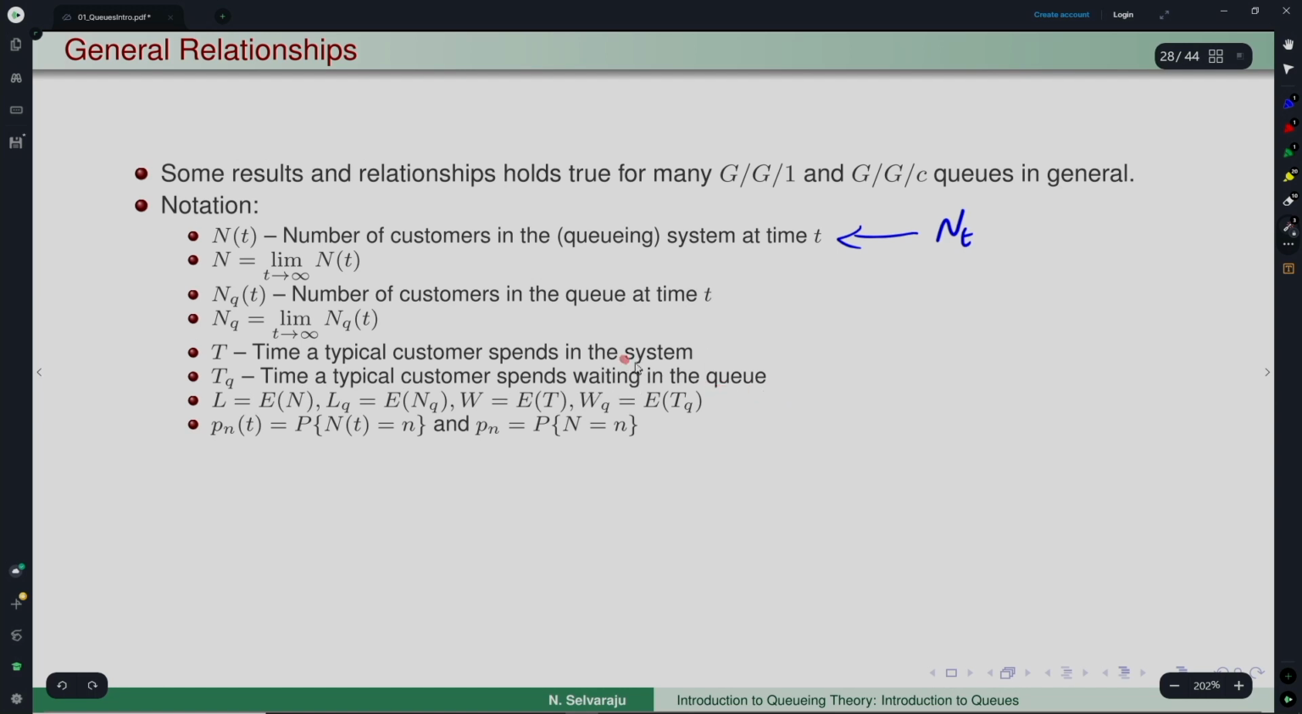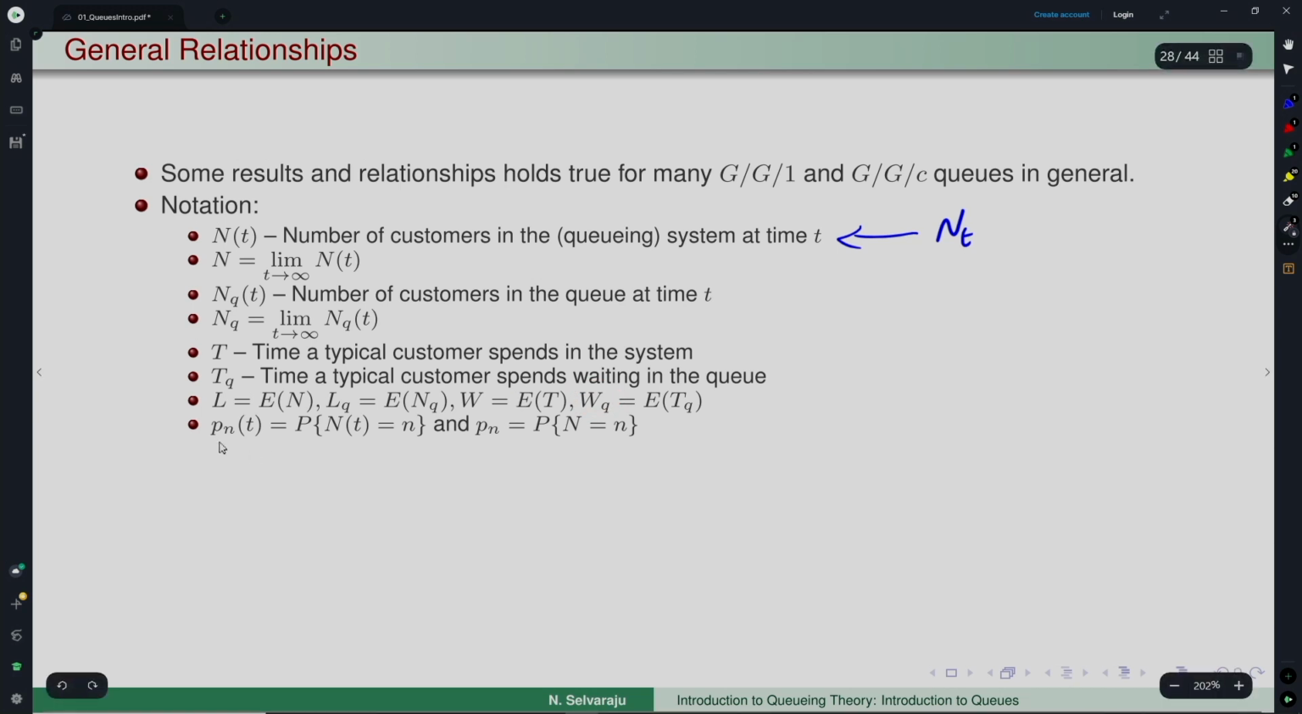So, T_Q is only the waiting in the queue, while T is in the system. T is basically the sojourn time or system time that we talked about, and T_Q is the queuing time or waiting time in the queue. Now for the average quantities: the average number in the system is denoted by L, the average number in the queue is L_Q, the average sojourn time T is W, and the average queuing time T_Q is W_Q.